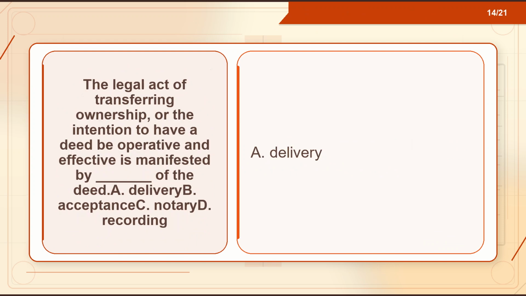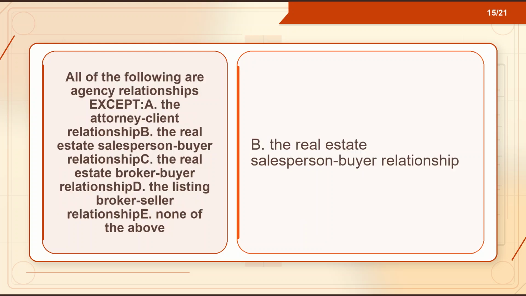Flashcard 14. Term. The legal act of transferring ownership, or the intention to have a deed be operative and effective, is manifested by blank of the deed. A. Delivery. B. Acceptance. C. Notary. D. Recording. Definition. A. Delivery.